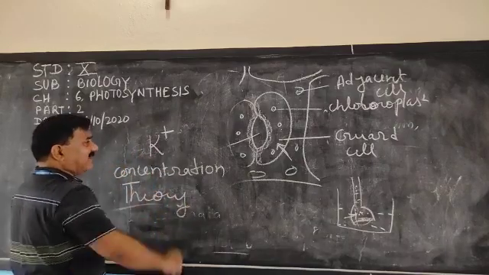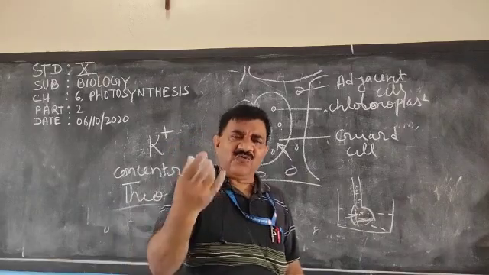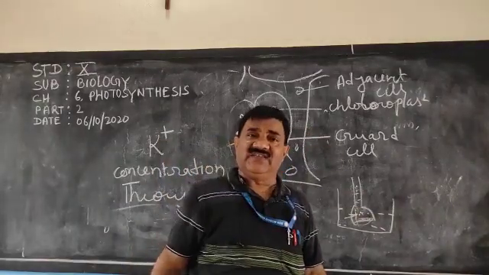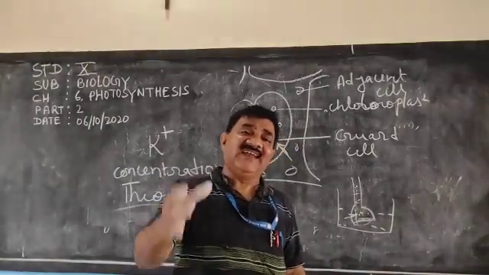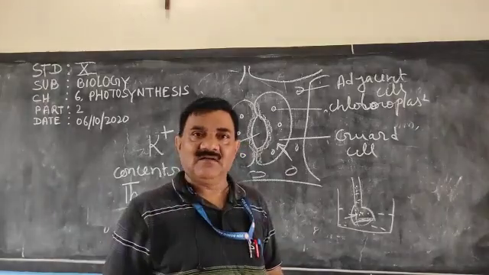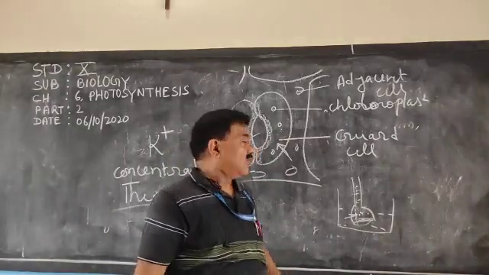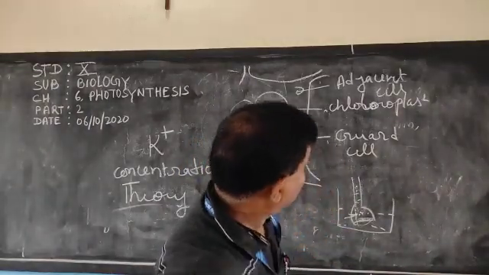What is potassium ion concentration theory? Stomata will only open when the turgidity of the guard cell is increased. The guard cell will become turgid when it absorbs water. But two theories are related to absorption of water: one is the sugar concentration theory and the other is the potassium ion theory.